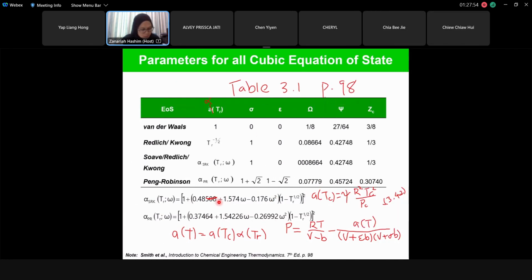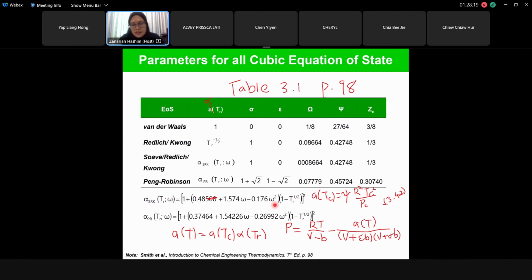And then here you have plus 1.578 omega. This small letter that looks like a W is actually small omega. This is a Greek letter. Okay, omega, and then here you also have omega. So this omega is another parameter that depends on the substance. So if you know the name of the substance, you can find the value of omega.